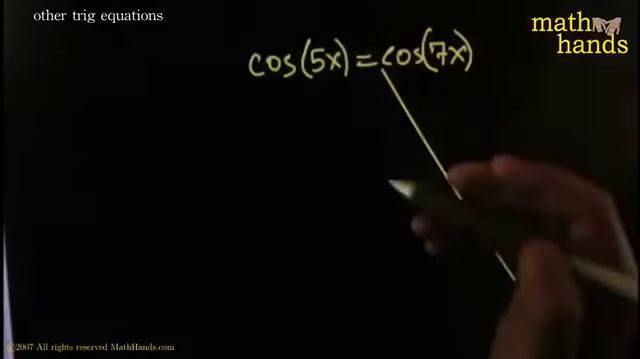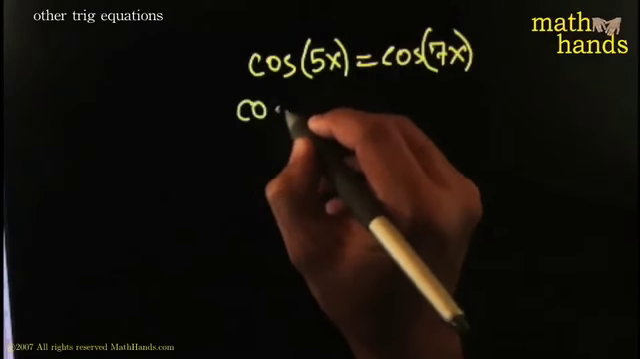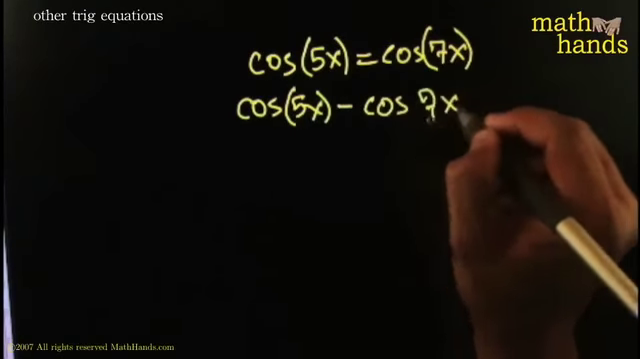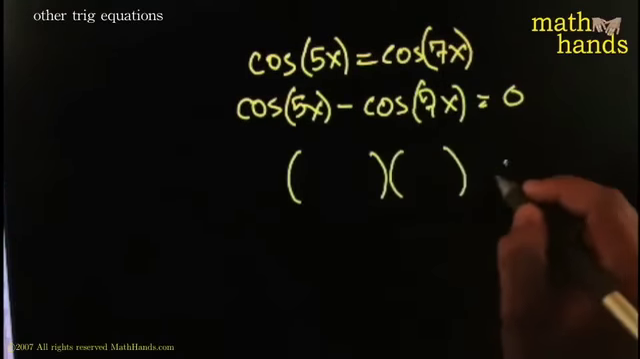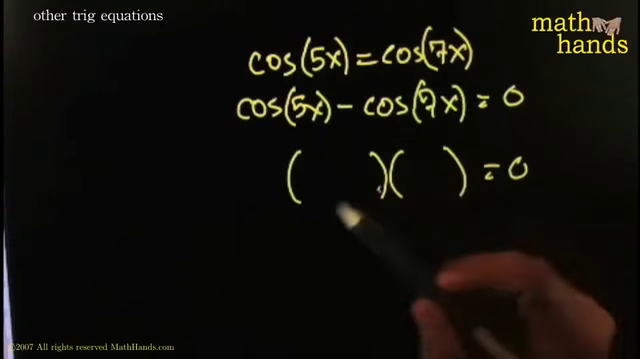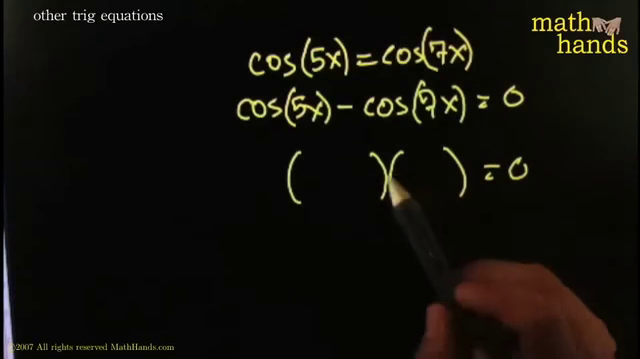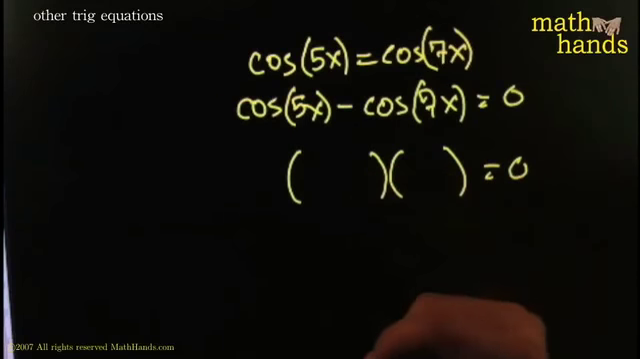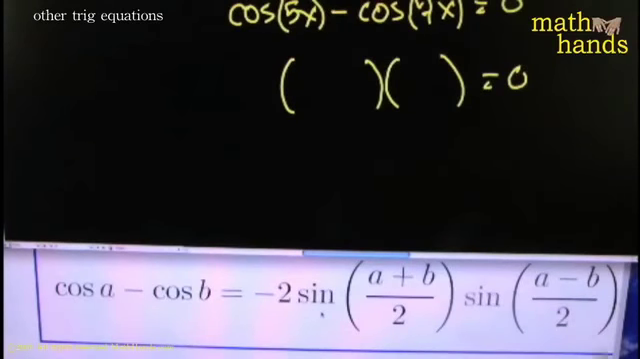If we could come back here and turn this into a difference, for example, I could write cosine of 5x minus cosine of 7x is equal to 0. If I could turn this difference into a product, into something times something equals 0, that would be really good, because then you could set each one of them equal to 0. And the difference to products formula does exactly what we want it to do. That's this formula right here. So with that in mind, let me see if we can play that game right here.